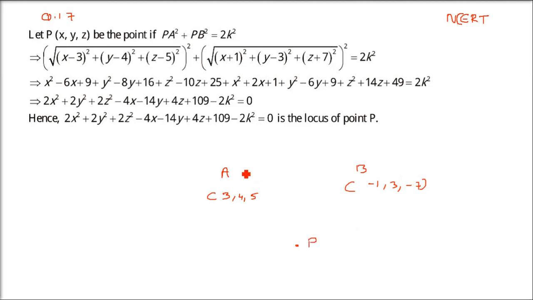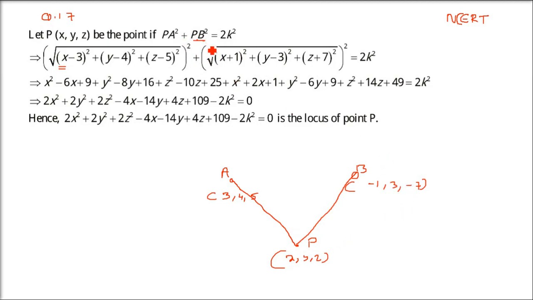There is a point P which moves such that the distance of this point P from A and P from B have a relationship, and this relationship is given. PA square plus PB square equals 2K square. So just assume P to be (x, y, z). Now take the distance: x minus 3 whole square, y minus 4 whole square, z minus 5 whole square. This is under root of, and we already have a square, PA square. Now put PB. PB is what? x plus 1 whole square, y minus 3 whole square, z plus 7 whole square.